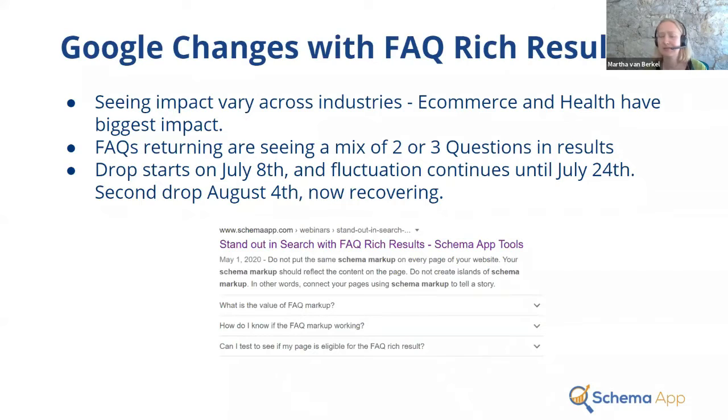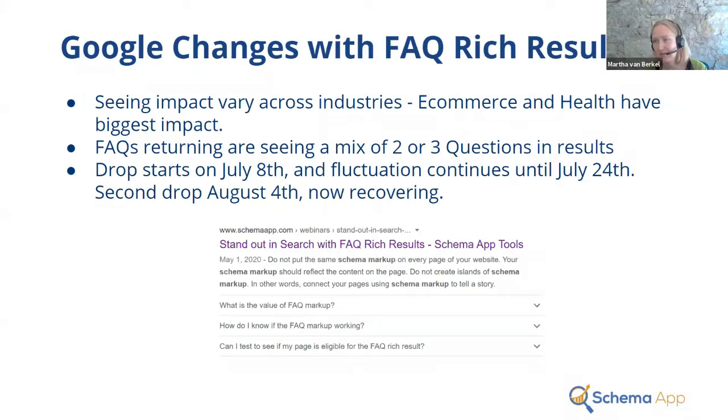which would actually tell me that there's some different testing or iterations going on with regards to FAQ. A mix of 2 questions or 3 questions in the results instead of the standard 4 that we were seeing previously. We're also seeing some key dates. One where we first saw a drop on July 8th, and then fluctuation continuing through July 24th. Then we saw, in some cases, a second drop on August 4th, and now some are recovering. But we are still seeing FAQ rich results.